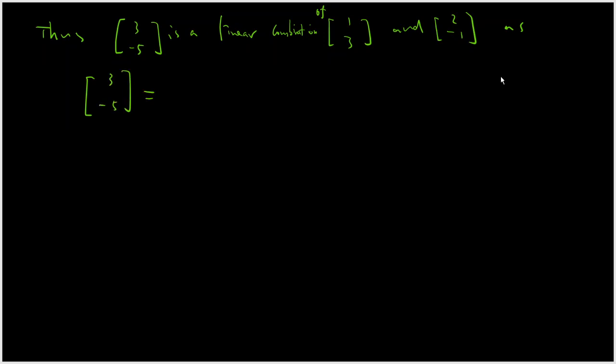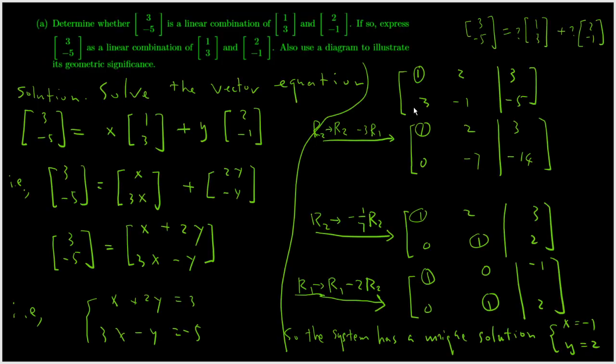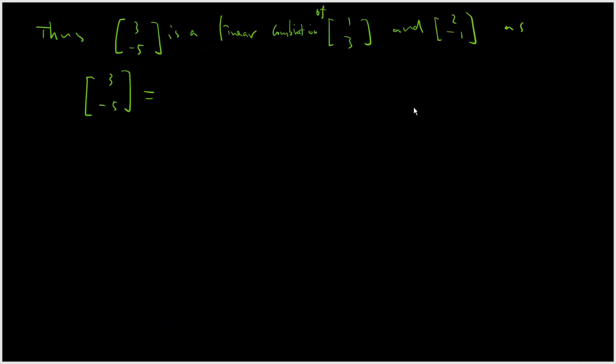Originally, to determine if this vector is a linear combination of these two vectors or not, all we need is to find two numbers, two scalars, right? Now the two scalars we found are -1 and 2. You do not have to write -1. So -1 times 1, 3, right? And then plus 2 times 2, -1.